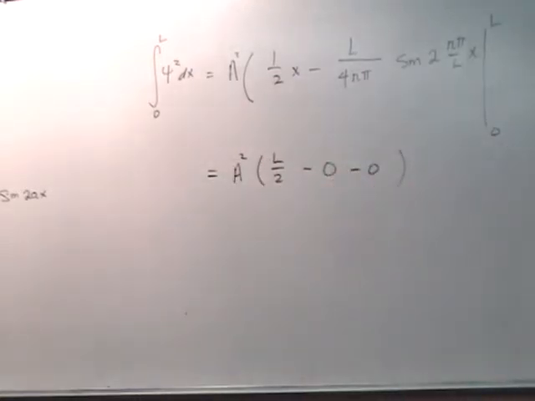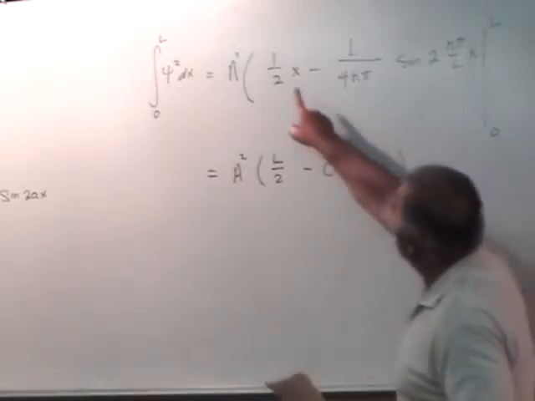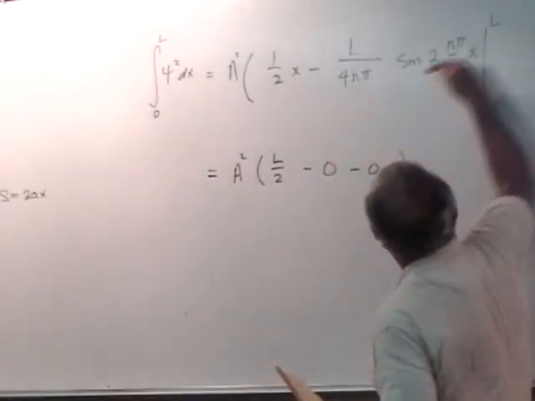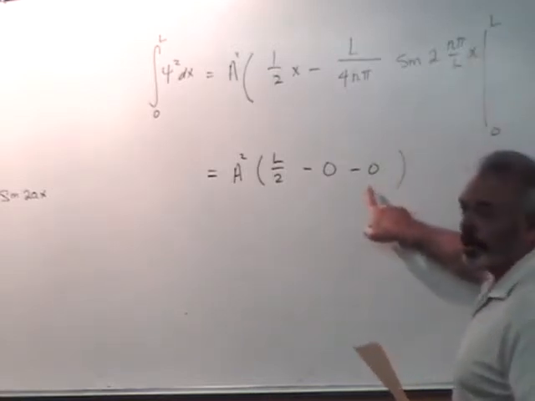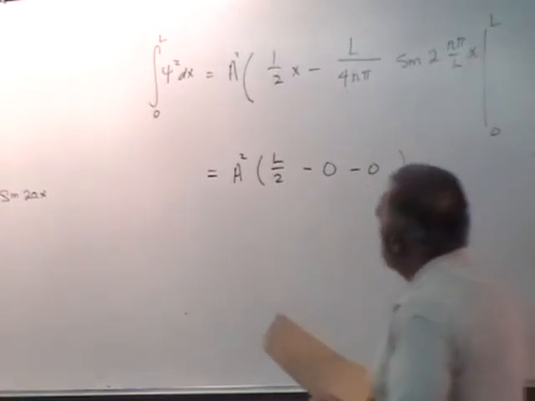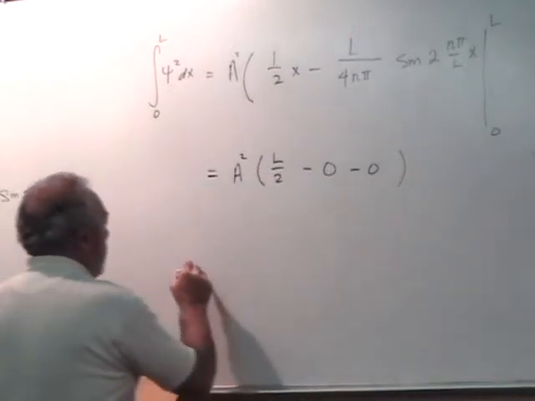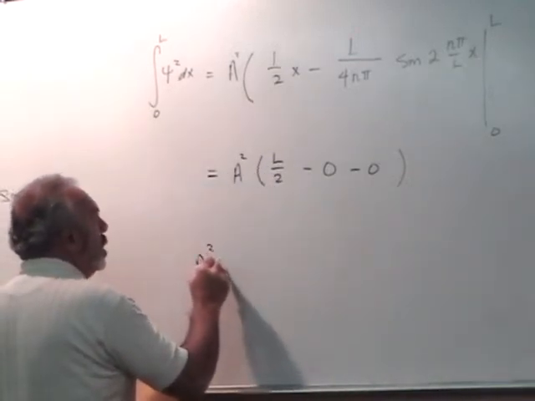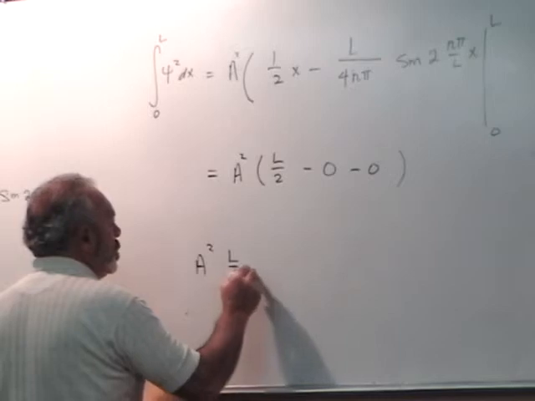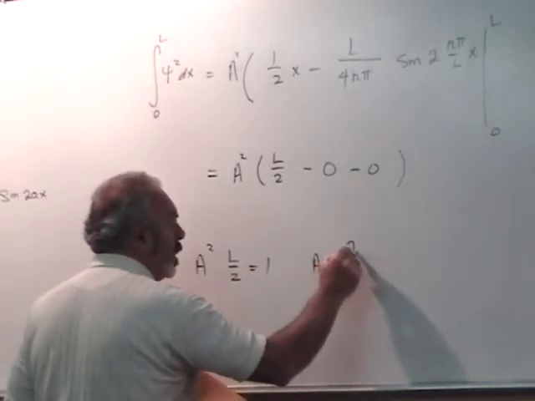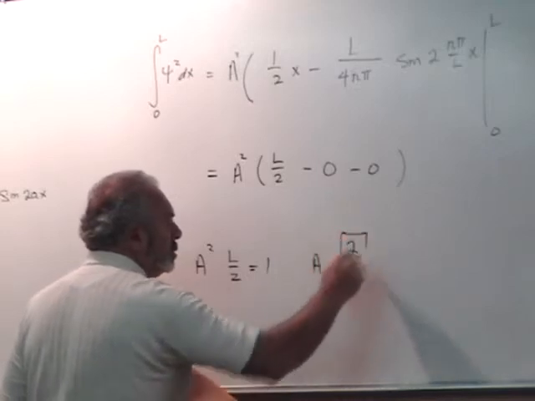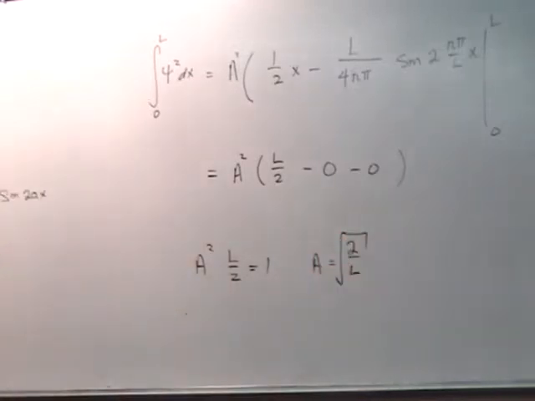Does that make sense? You guys got quiet on that one. If I put in 0 here, and 0 here, so, minus 0. So what do we have? A squared times L over 2 equals 1. A, obviously, is the root of 2 over L. We have just normalized the function.